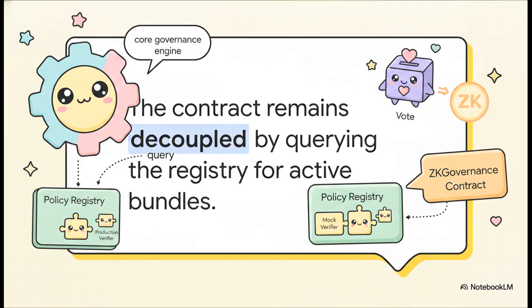The absolute game changer here is that this decoupled architecture means you can safely swap out a mock verifier for a production-ready one, and you don't even have to rewrite your core governance engine. Whenever someone submits a vote, the main ZK governance contract just queries the policy registry. It asks, hey, which verifier should I be using right now? And then simply forwards the zero-knowledge proof to that specific address. It makes the whole DAO incredibly modular, infinitely upgradable, and highly resilient.